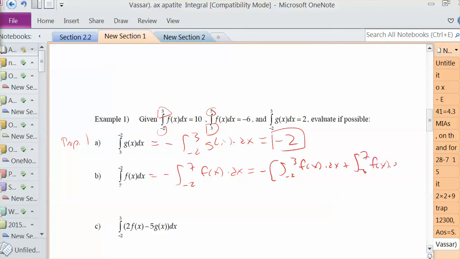So, ooh, interesting. So we know that the integral from -2 to 7 is the same from -2 to 3 and from 3 to 7. So of course the negative outside the bracket, that's 10 plus -6, you get -4 for that one.